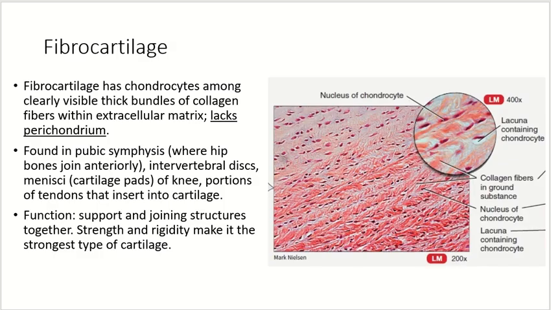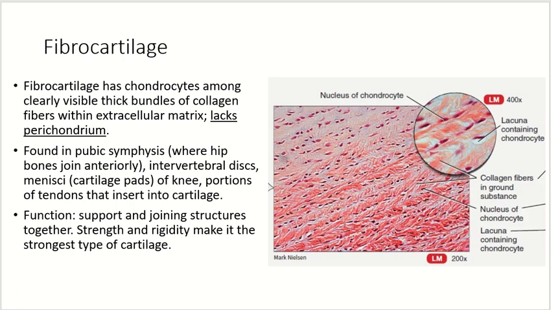Next, we have the fibrocartilage. This is going to have chondrocytes that are going to be surrounded by very thick, visible bundles of collagen fibers that are going to be found within that extracellular matrix. This type of cartilage, this fibrocartilage, is going to lack a perichondrium, that outer layer of cartilage there. Fibrocartilage is found in the pubic symphysis. This is going to be where the hip bones join anteriorly in the front there.